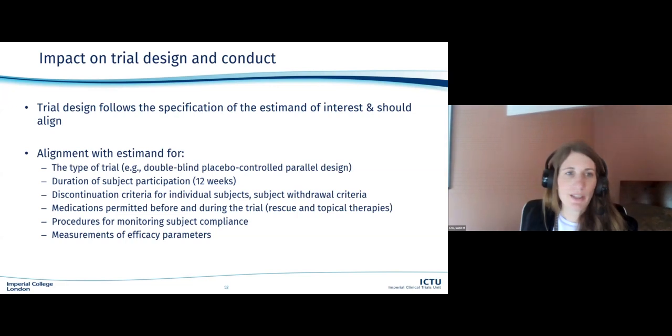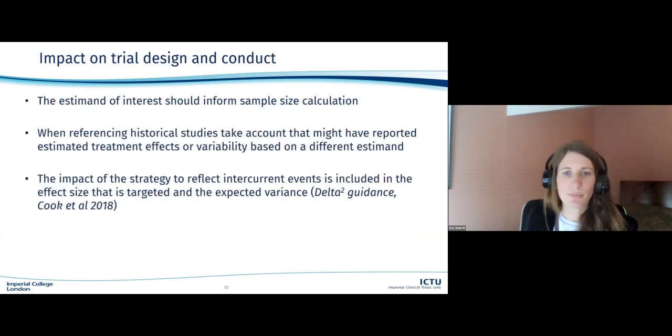And as well as that, alignment with the estimand should be sought for the procedures for monitoring subject compliance, because we want to record that accurately. And we also want to ensure alignment with specification and measurement of our efficacy parameters. So these all need to align with the estimand.